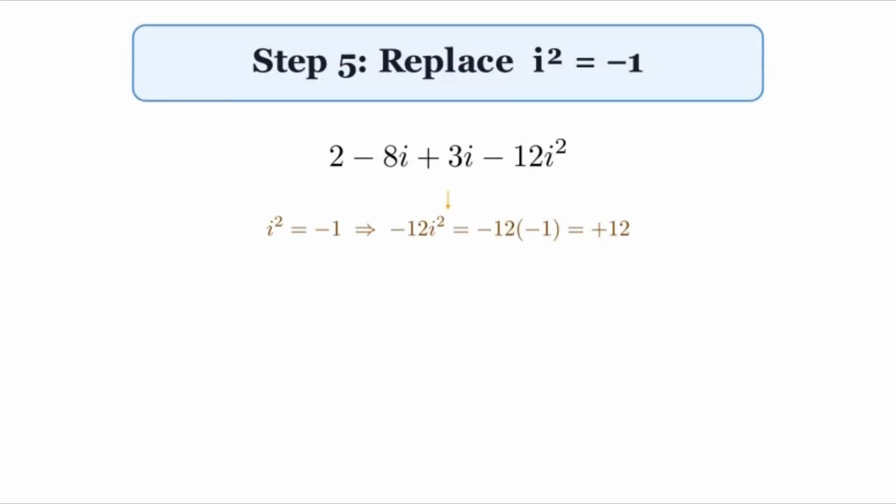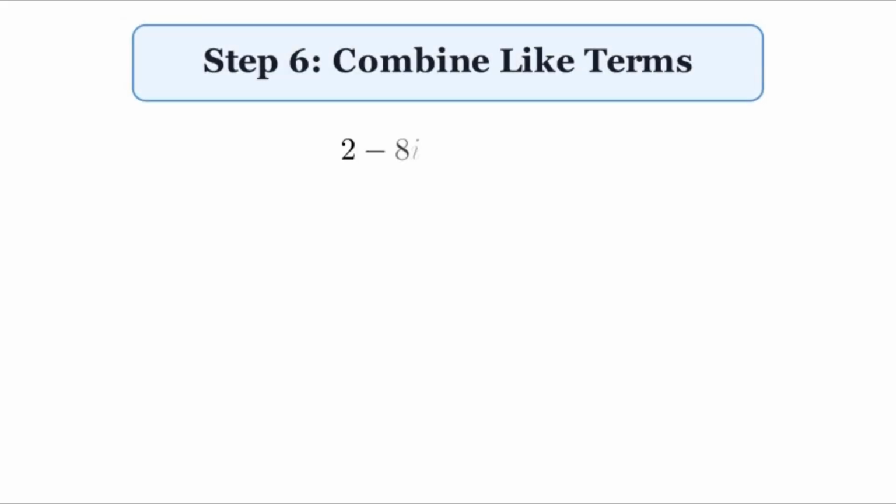Now comes the step that makes complex multiplication unique. i² is not just a variable sitting there. It always equals -1. So -12i² becomes -12 times -1, which is +12. Our expression is now 2 + 12 - 8i + 3i.